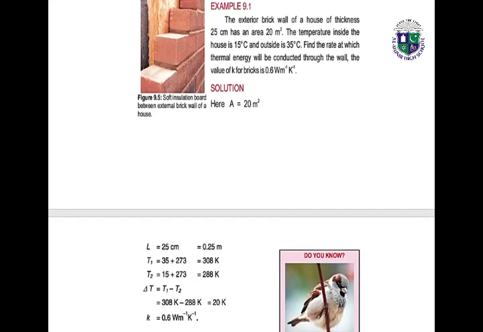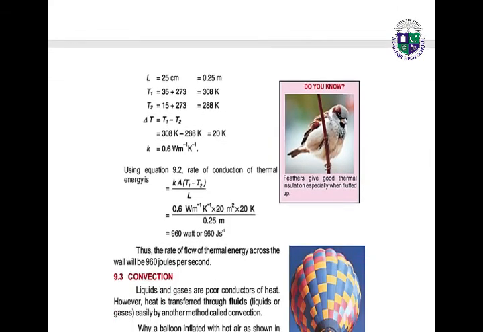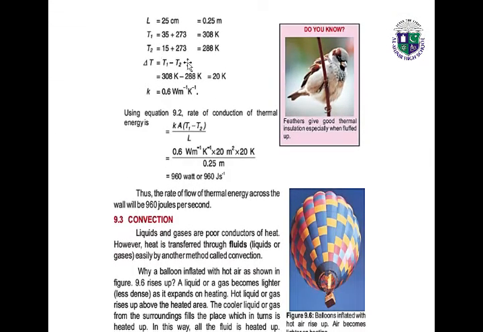Next we have an example, students. Here area is given, length is given, the temperature difference is given. We can find the temperature difference by subtracting the two temperatures. The value of K is given. Here we have this formula as we studied above. By putting all these values, we will get the rate of conduction of thermal energy.